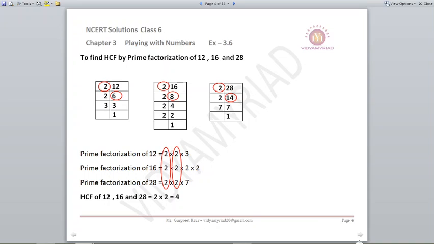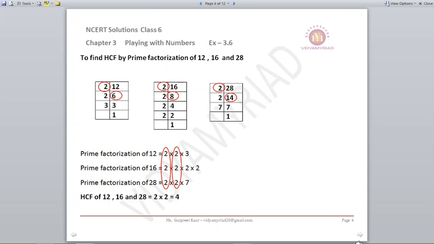Same way, last is 28. 28 is an even number. I will start with 2. So when I divide 28 by 2, I get 14 as my answer, and 14 will be written under 28. Now 14 is my next number. 14 is again an even number, and I know it goes on 2. 2 7s are 14. So 7 will be written under 14.